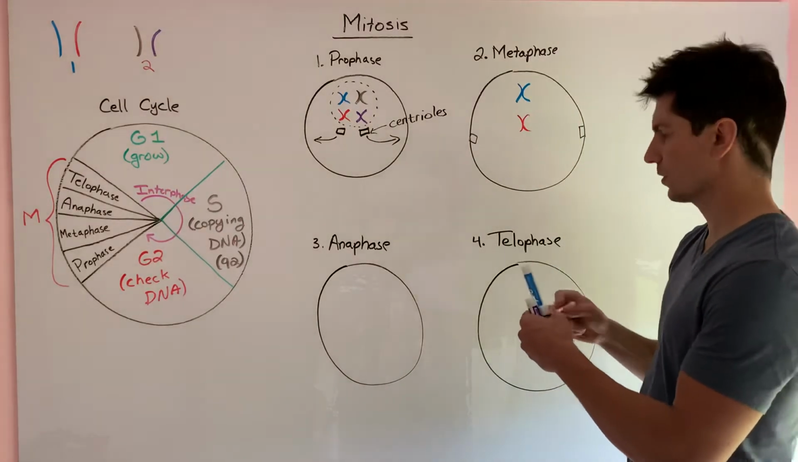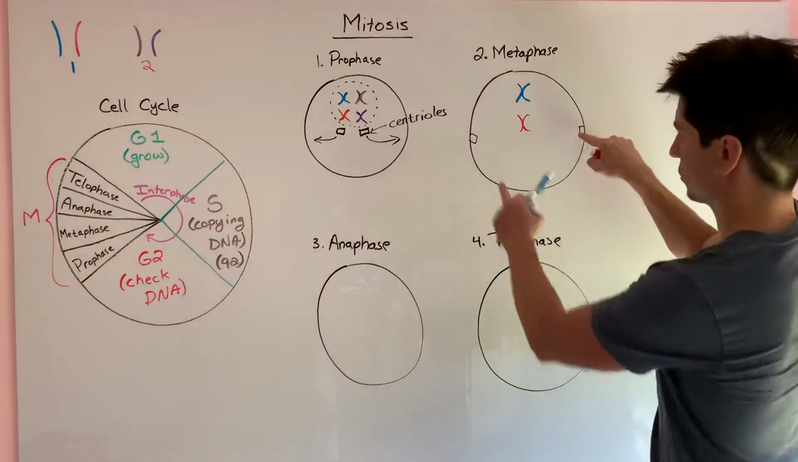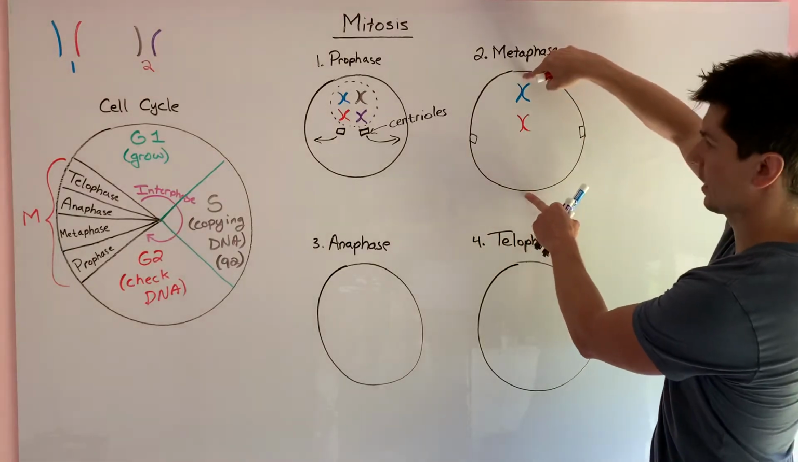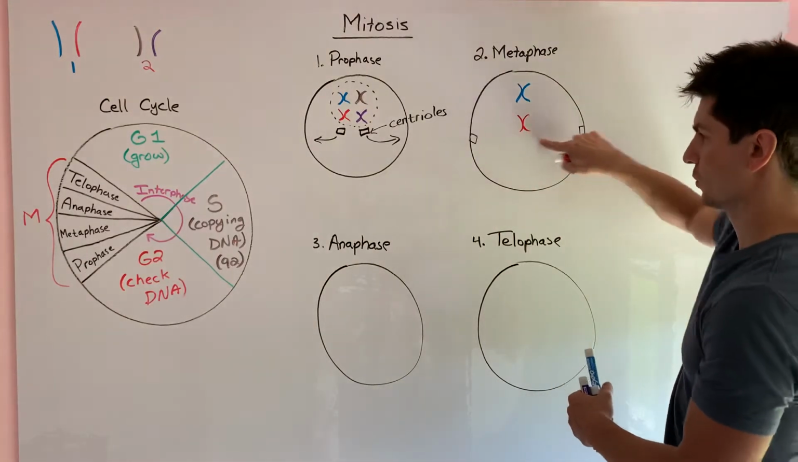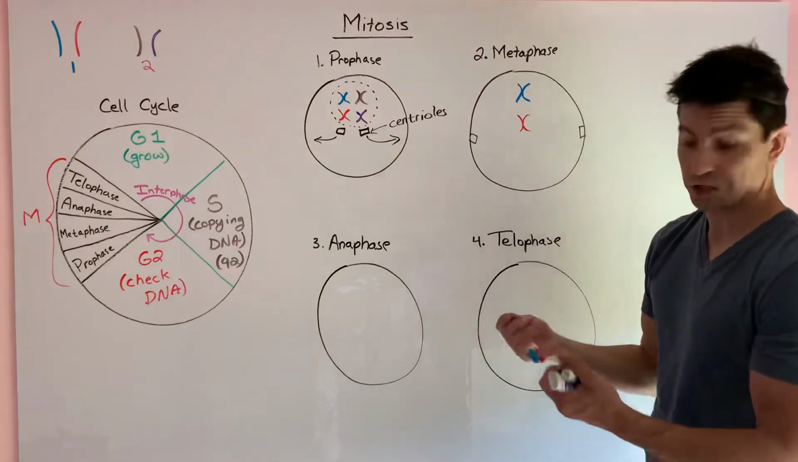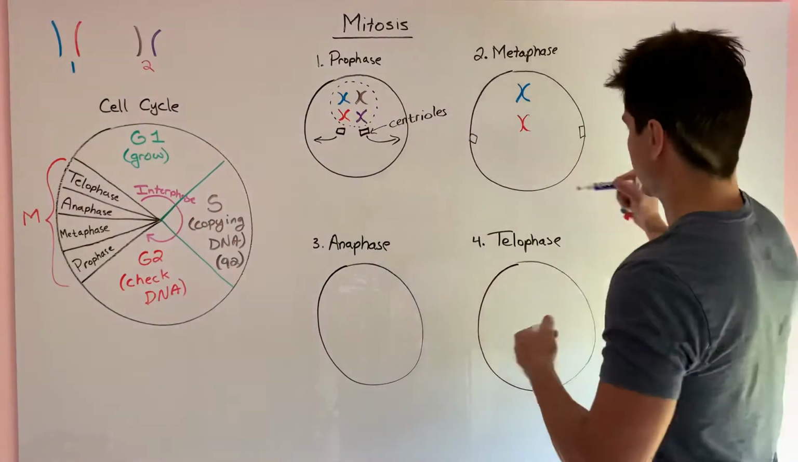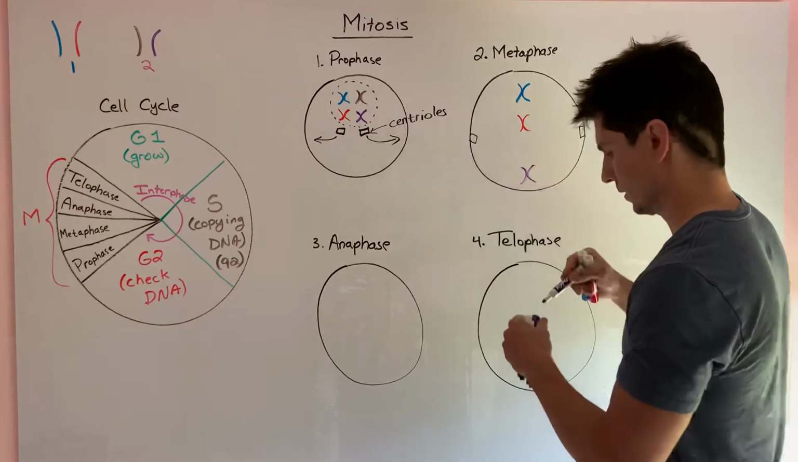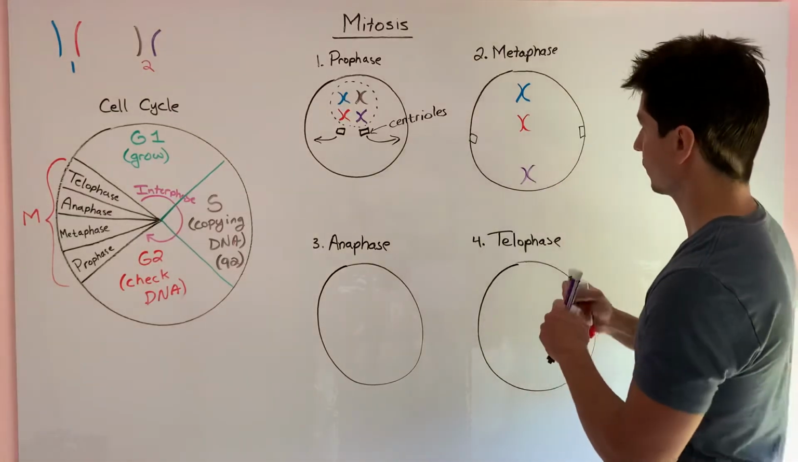Now they could go north and south, going up and down. If your centrioles are north and south, then these chromosomes would line up across, I guess we can call it the equator there. All right, let's draw the purple one. And then lastly, the brown one.